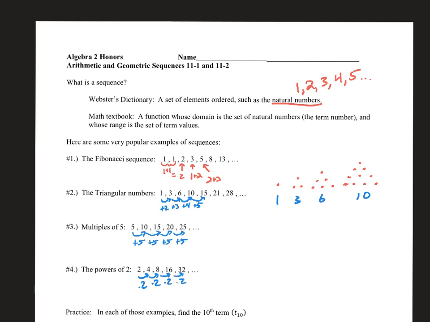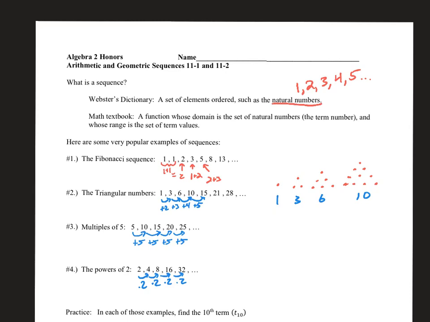Once you figure out the pattern of a sequence, you can very, very easily write out the next few terms. You could write out terms to infinity if you wanted to, but once you figure out the sequence, writing terms is not very challenging. It's a very easy thing to do.